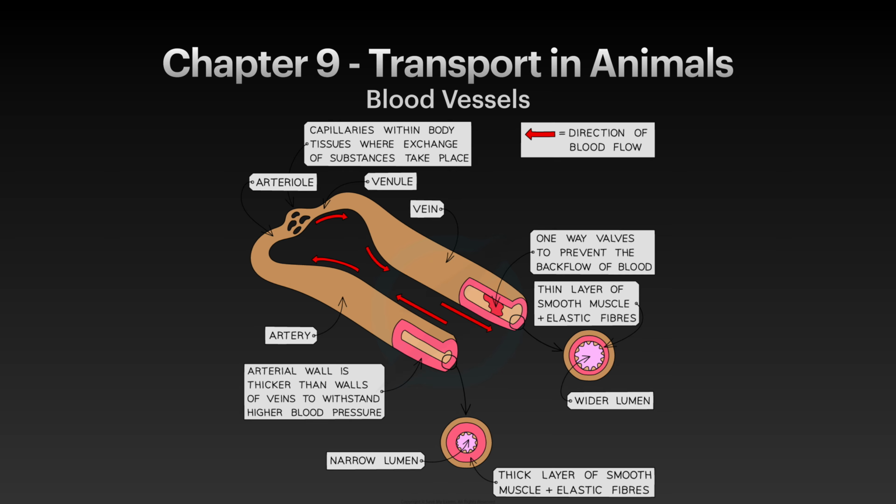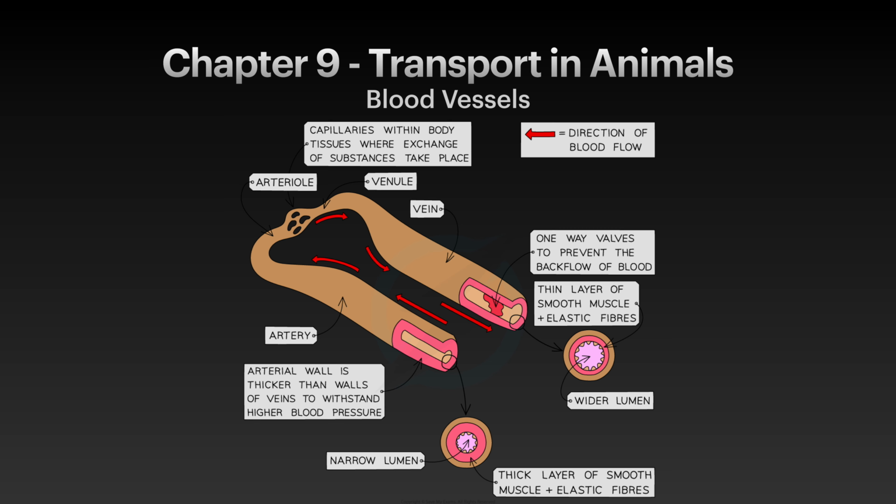The key features are they have thick muscular walls to withstand the high pressure. They have thick elastic walls that can stretch and recoil, a small lumen, and no valves needed. And why this structure? Because blood leaves the heart under very high pressure from ventricular contractions, so arteries must be strong and elastic.